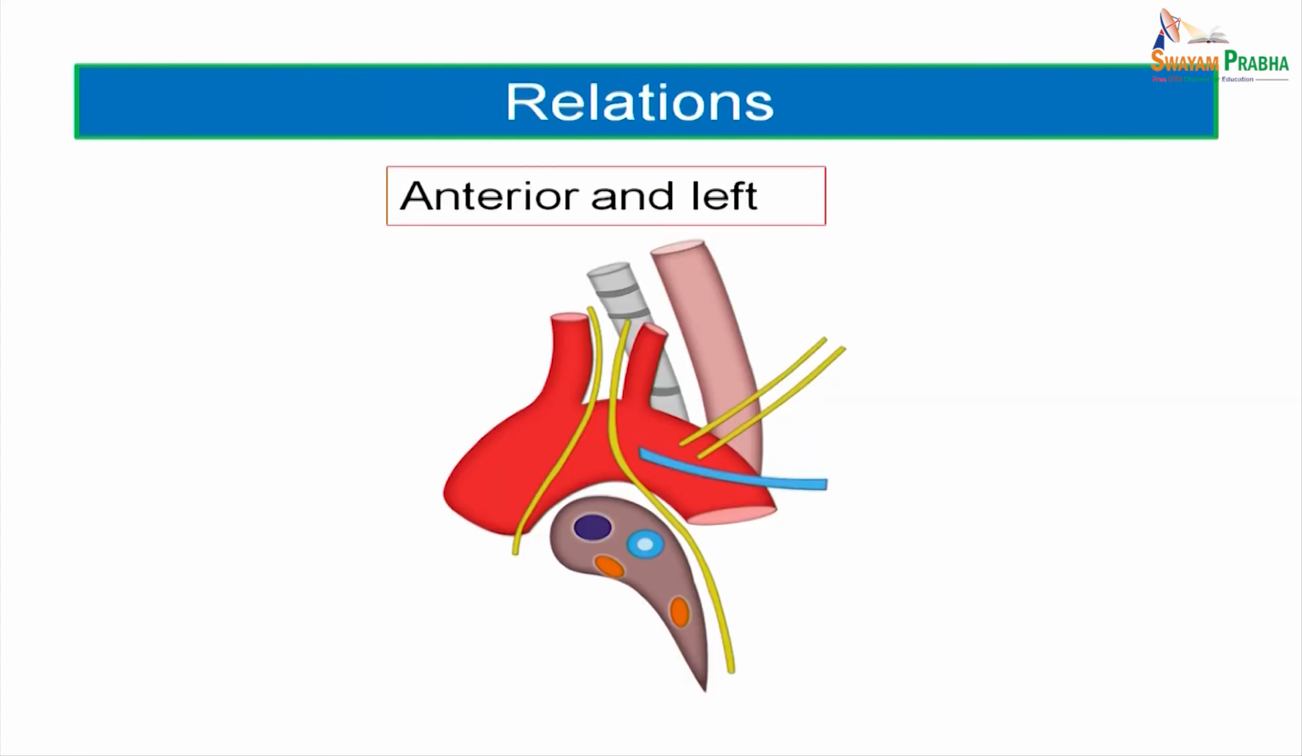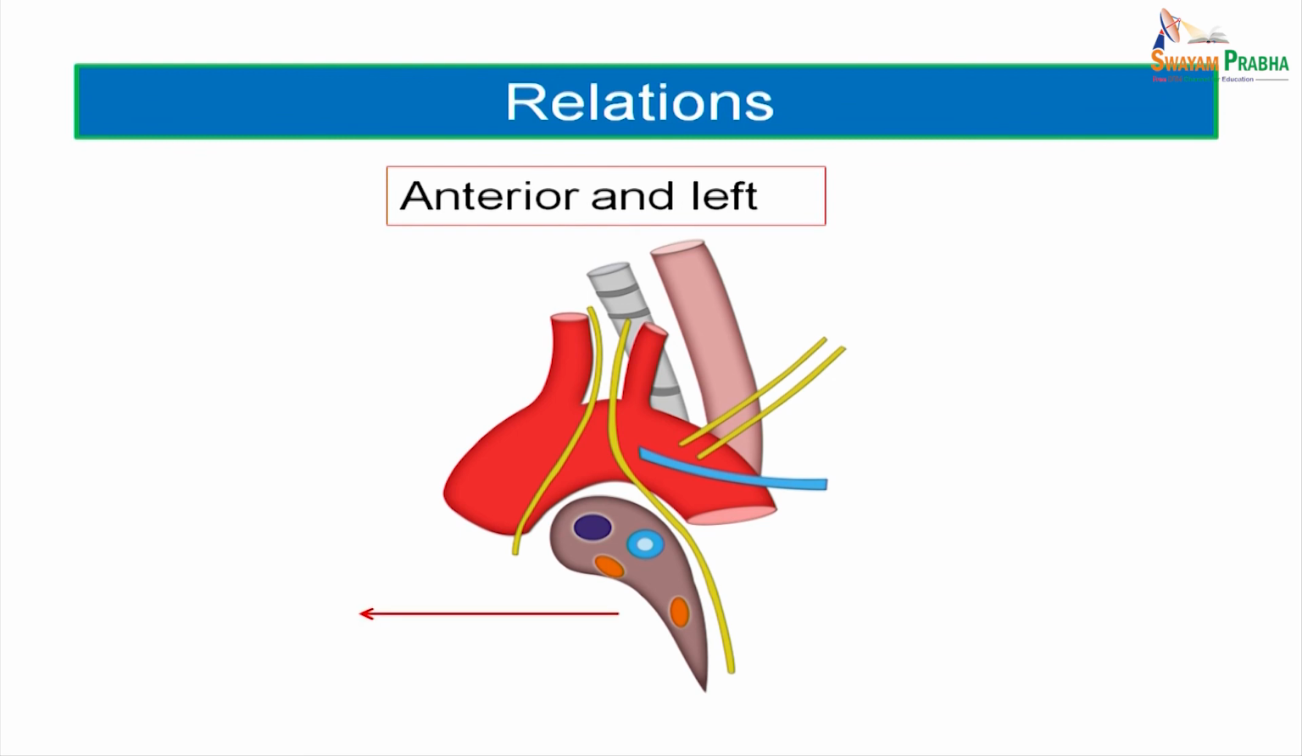So, next let us move on to the relations. These relations can be grouped as relations which are present anterior and to the left, posterior and to the right, superior relations and inferior relations. The reason why we are choosing the anterior and left is because the arch is coursing backwards and to the left. So, these are the important relations on the anterior aspect and slightly to the left of the arch of aorta.